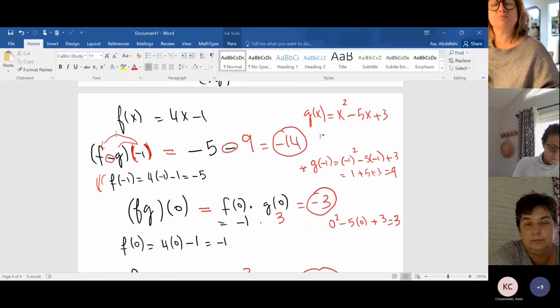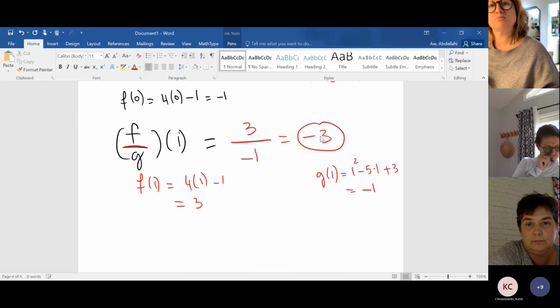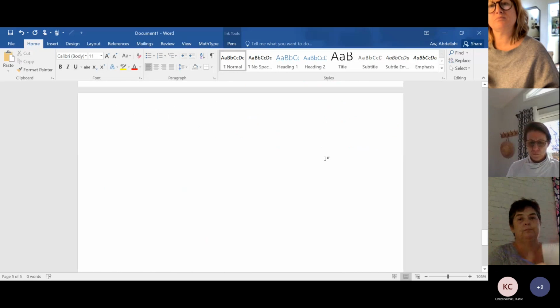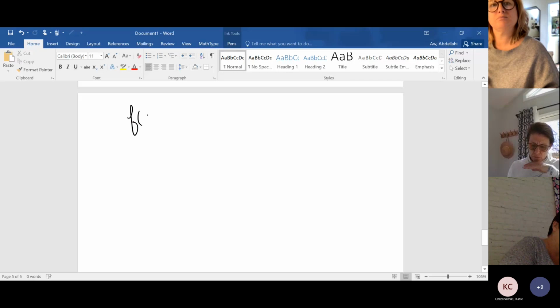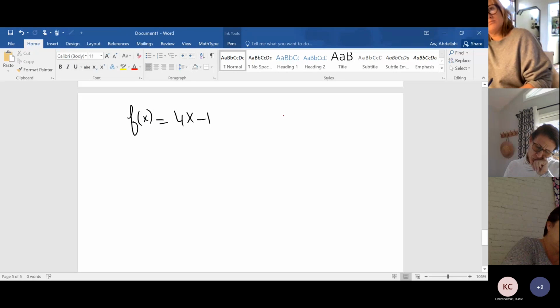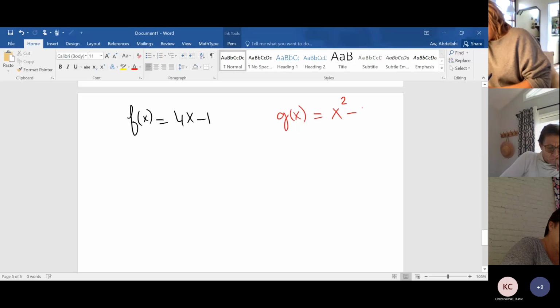So now, another question we can ask is this one. And we're going to close here. Now we say f of x, same functions, 4x minus 1, g of x is x squared minus 5x plus 3.